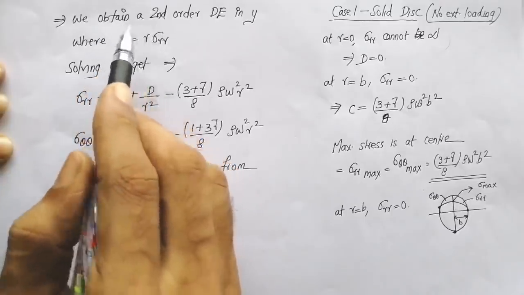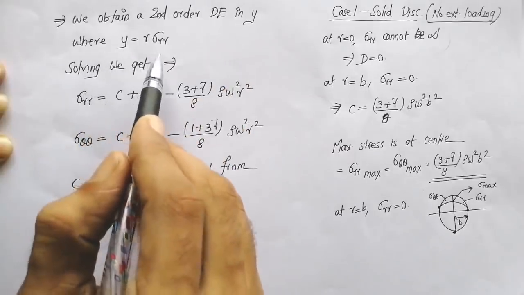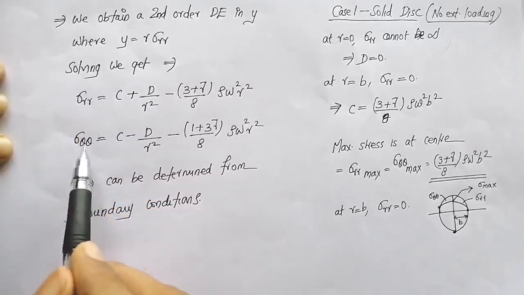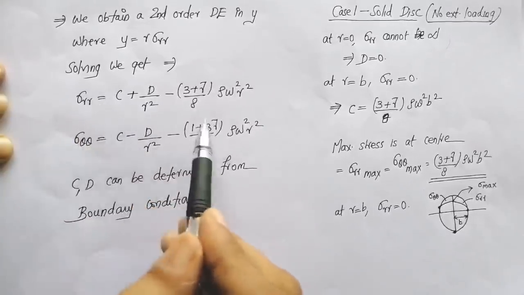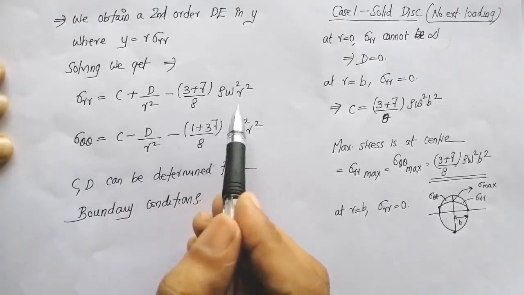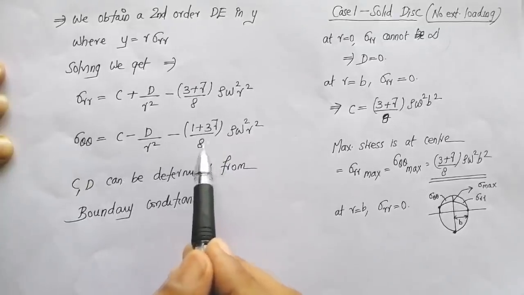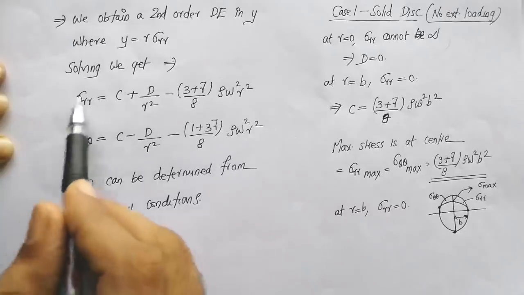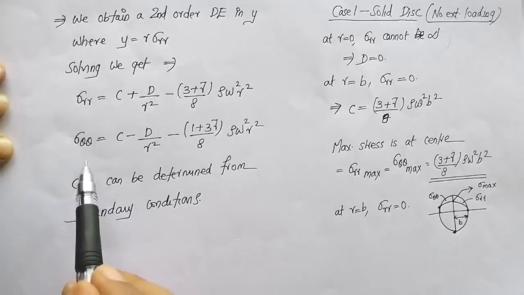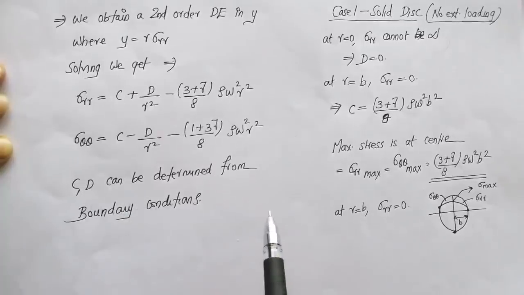By further solving, we will obtain a second order differential equation in y, where y is equal to r sigma rr. So, if you are solving that differential equation, we will get the expression for sigma rr and sigma theta theta as mentioned here, which is sigma rr equal to c plus d by r square minus 3 plus nu by 8 into rho omega square r square, and sigma theta theta equal to c minus d by r square minus 1 plus 3 nu by 8 into rho omega square r square. These two equations you need to learn by heart, so as to proceed further for solving the special cases as well as for solving the problems from rotating disc. Now, c and d can be determined from the boundary conditions.